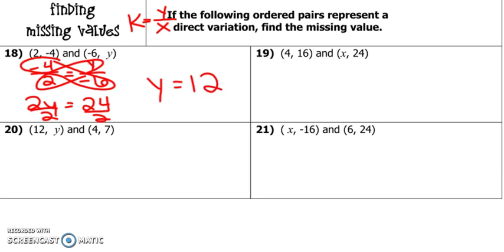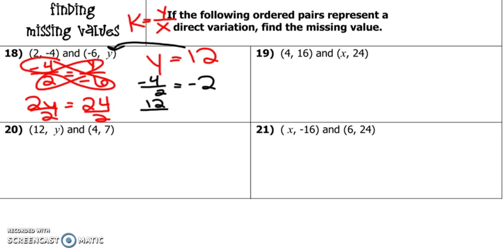And you can check yourself by writing out my 2 points. If I do negative 4 over 2, well, that equals negative 2. If I put 12 in for y here, it becomes 12 over negative 6, which equals negative 2. Those two equal each other, so we know our answer is correct.